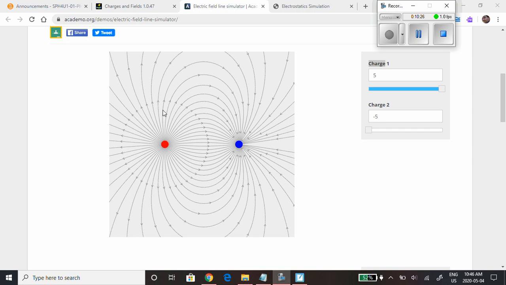So you can see it's not straight up, right? It's a result of the charge here and the charge here, the sum of those electric fields at a spot somewhere around there.